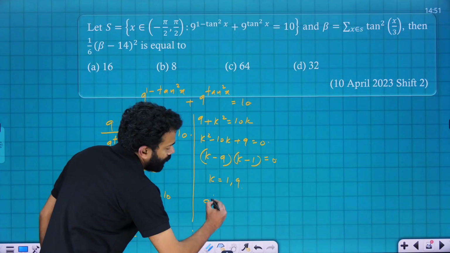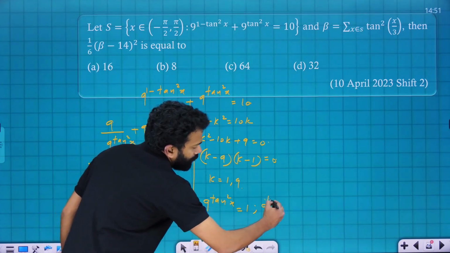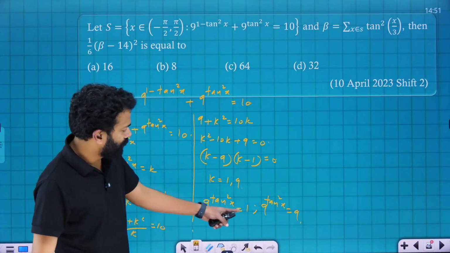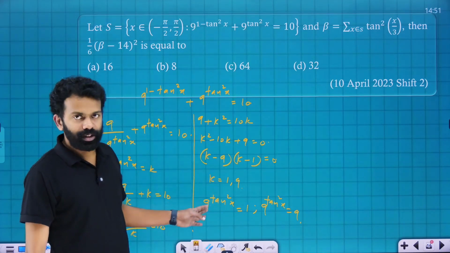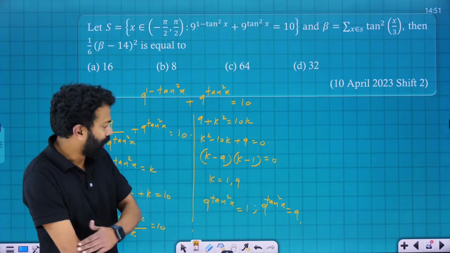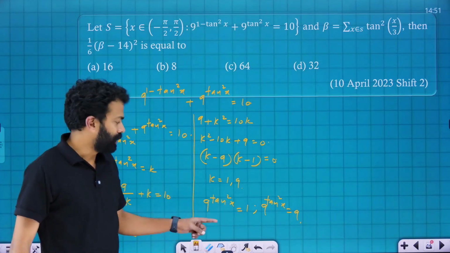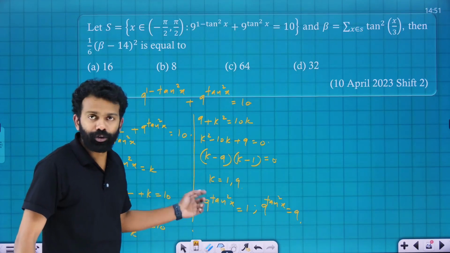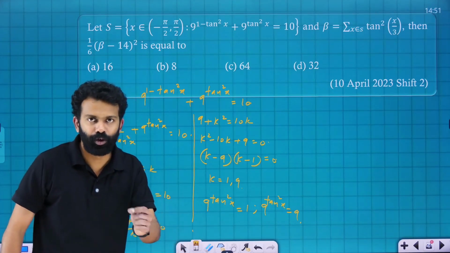Therefore 9 raised to tan square x is equal to 1, or 9 raised to tan square x is equal to 9. Considering these equations, the algebraic operations are almost over. Now the phase has changed to trigonometric equations. See, 9 raised to tan square x is equal to 1. How will you solve this equation? Which power can 9 have to make the right hand side 1? 9 raised to 0 is 1, right?